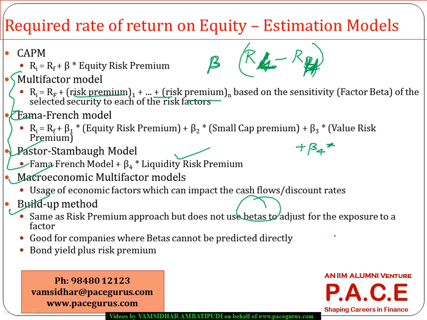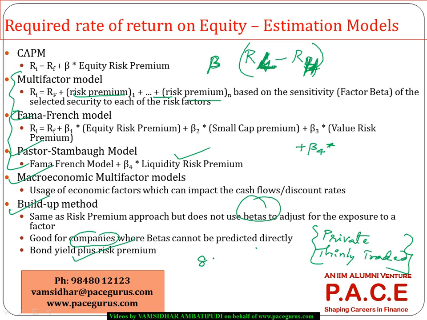So that's the reason we generally apply this mechanism for companies where betas cannot be predicted directly, meaning either private companies, not publicly listed companies, or companies which are thinly traded in the market, wherein the beta is not that easy to compute, and even if it can be computed, it cannot be reliable. In those kinds of scenarios, we depend very heavily on the build-up kind of methods. One of the most common build-up methods which we use for finding out the return on the security is the bond yield plus risk premium method.